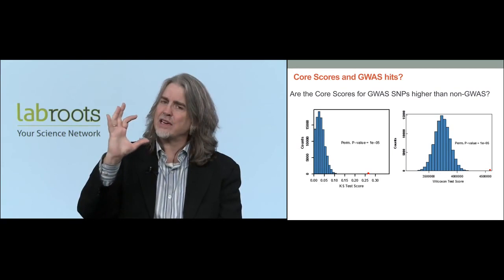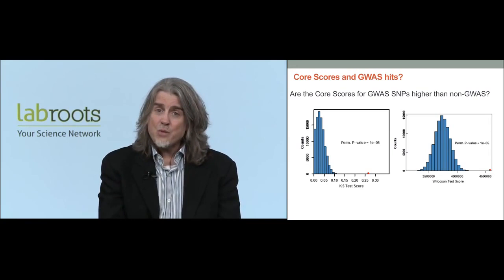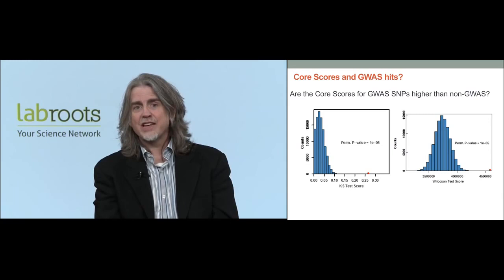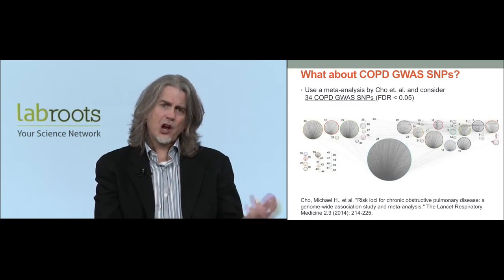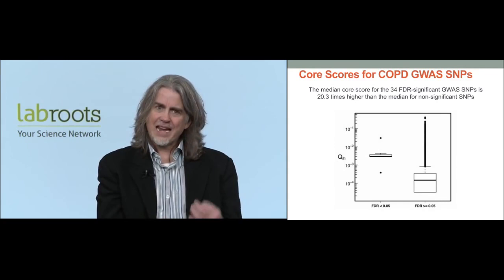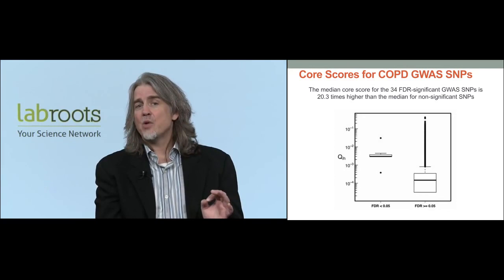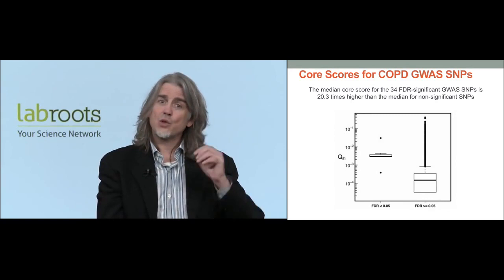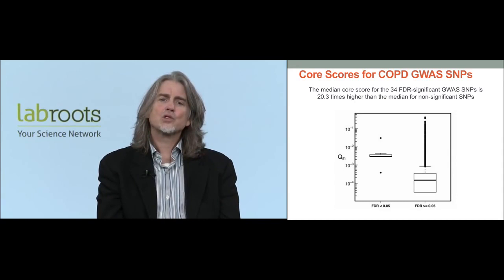of their functional communities. We then went back and asked about GWAS SNPs that had been discovered within COPD. So Michael Cho and some of his colleagues published a meta-analysis of GWAS data in COPD. They identified 34 GWAS hits that were associated with the disease. So what we decided to do was to take those 34 hits and actually look at their core scores. When we did, what we found was that the GWAS core scores were not slightly elevated. In fact, when we looked at the disease-associated SNPs in the appropriate tissue, the core scores were 20 times higher than the average core score in the network, right?